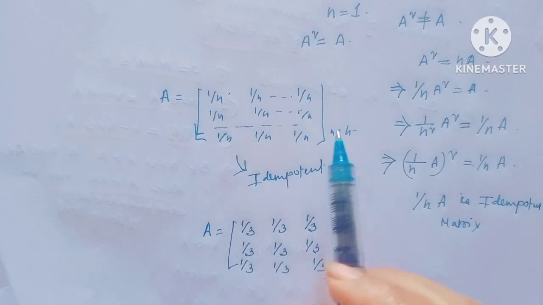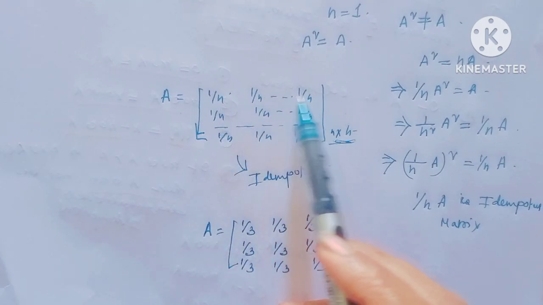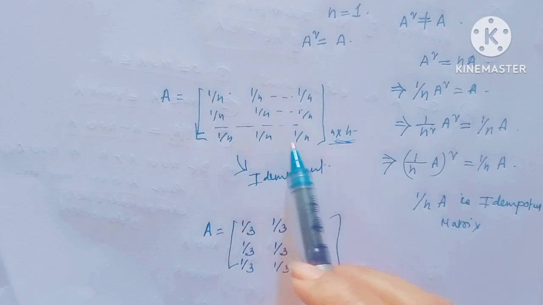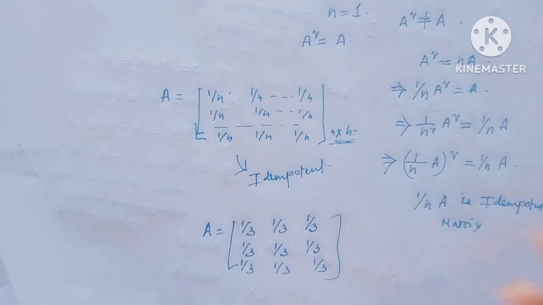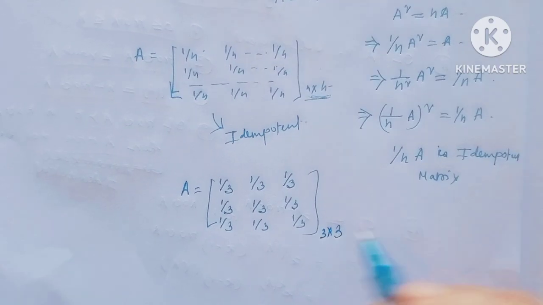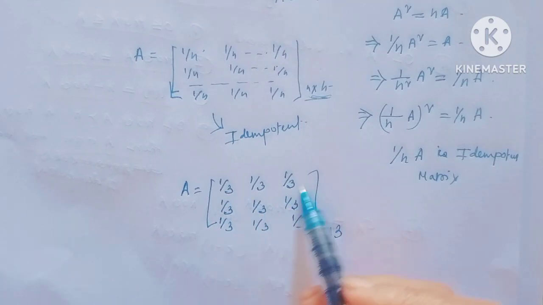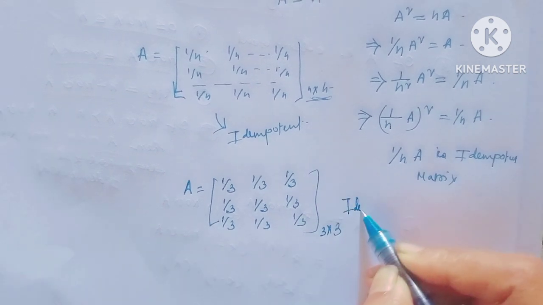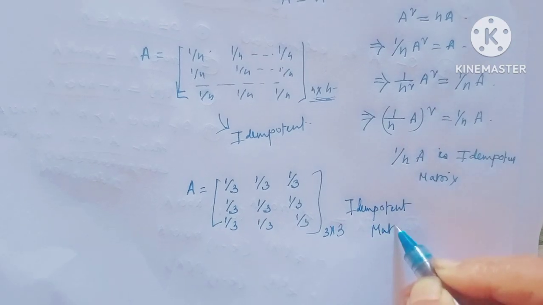That means if an n cross n matrix looks like 1 over n in every entry, then A is always an idempotent matrix. And when A is a 3 cross 3 matrix with 1 over 3 in every entry, this type of matrix is always an idempotent matrix.